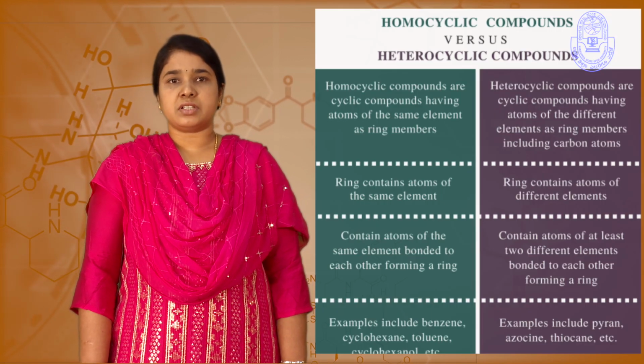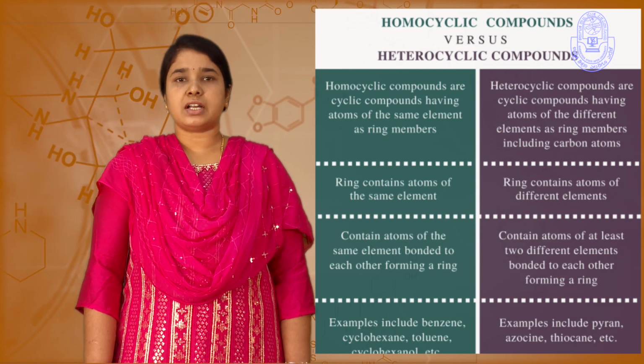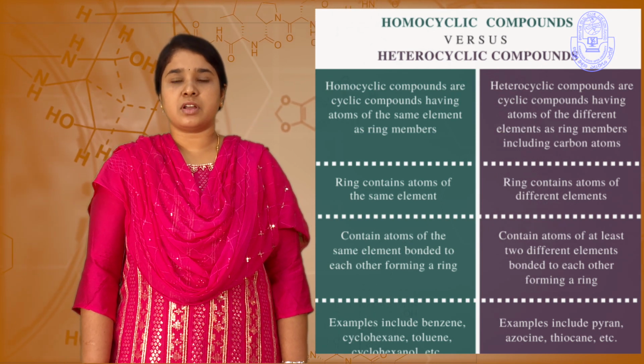Cyclic compounds. Cyclic compounds are also known as closed chain compounds or ring compounds. They are defined as compounds which contain carbon atoms connected to each other in a ring. Cyclic compounds are further classified into 2 types. They are homocyclic compounds and heterocyclic compounds.